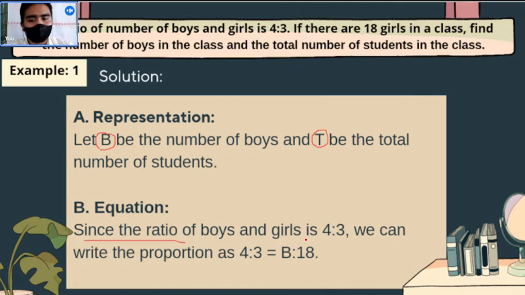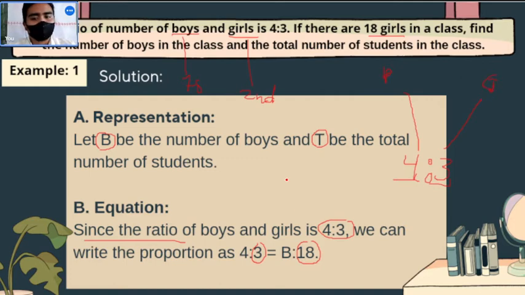Since the ratio of the boys and girls are 4 is to 3, we could now simply copy the value that we have in the first place, which is 18, isn't it? So we have 18 for girls, which is this one. 4 is to 3. This is for the girls, and this is for the boys. Why? Because boys are the first term. That's the first given. Girls is the second. So therefore, this is our first, this is our second. This is our boys, this is our girls.